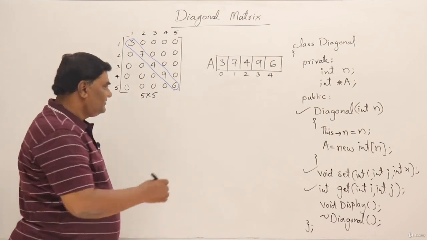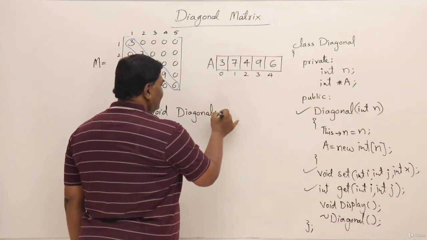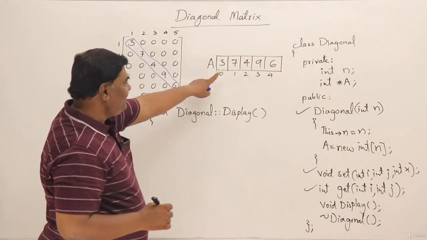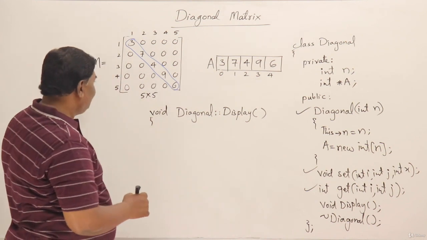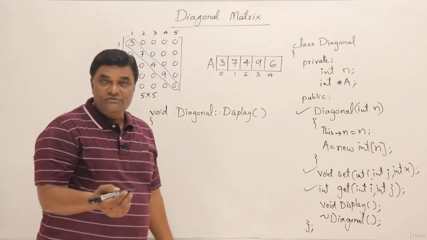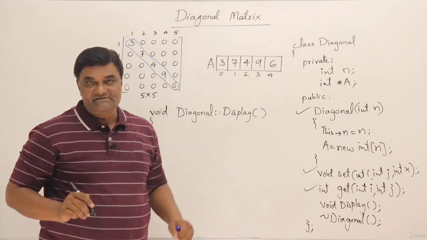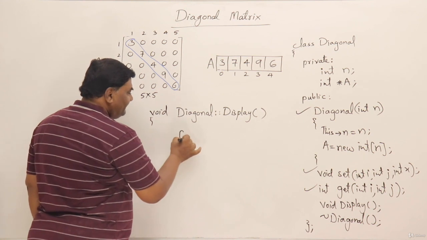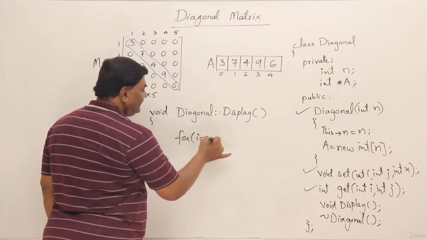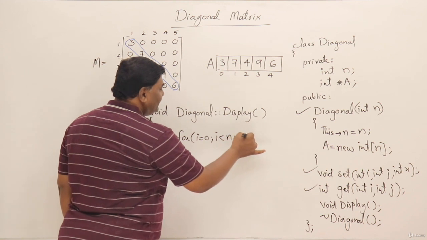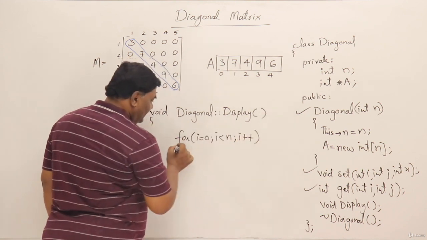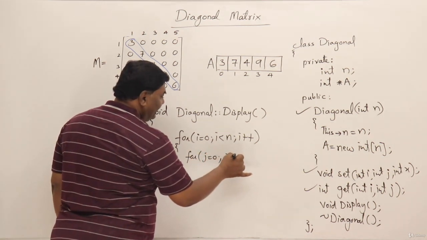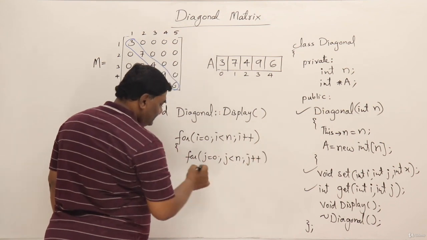Now the display function, class name and function name display. Display means we have these elements, but we should display them like a two-dimensional array along with its zeros, so that it looks like a matrix. So let us display a two-dimensional matrix. For that we need two for loops. For i assign 0, i is less than n, i plus plus, and for j assign 0, j is less than n, j plus plus.